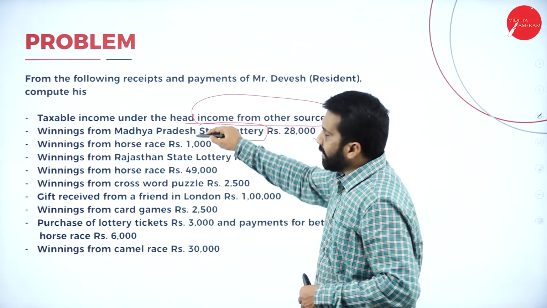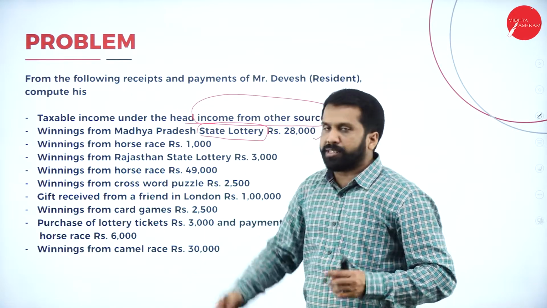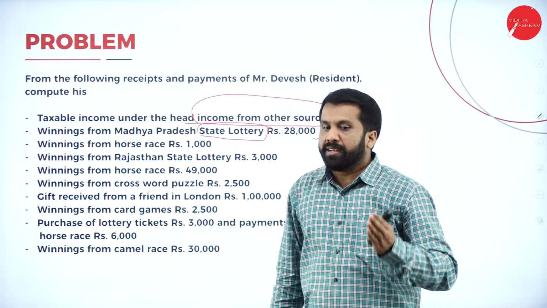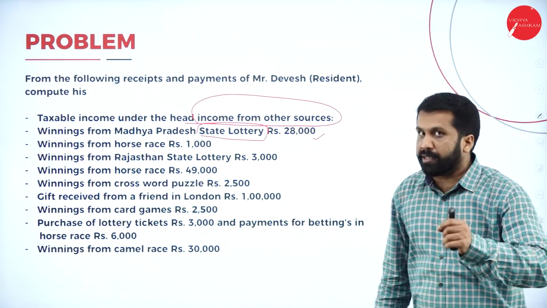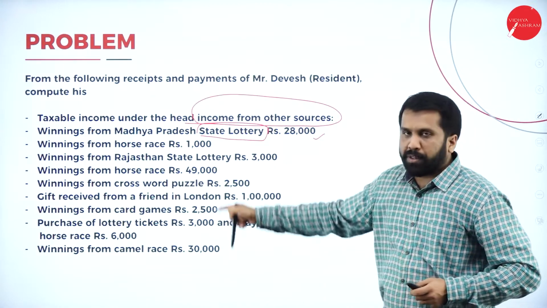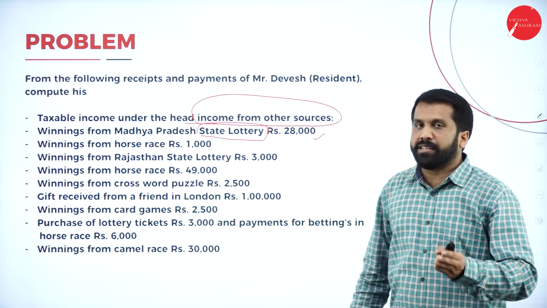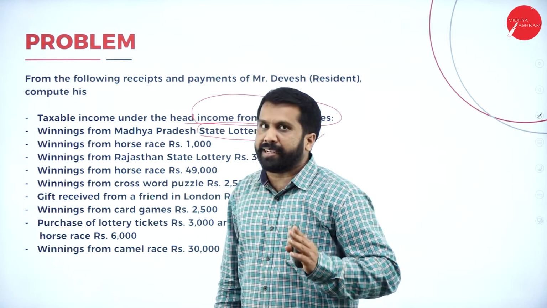Write any 10 items of income from other source. No need to remember. If you write all these 10, that is your answer. Instead of remembering all this, one more question will be there. In this, write all these 10 points. That is only your income from other source, 10 items.